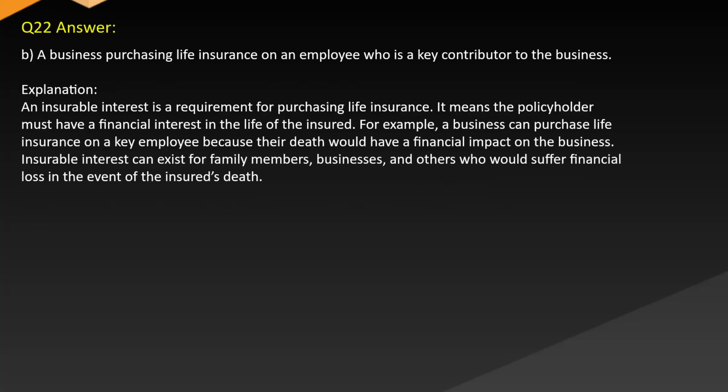Answer: B. A business purchasing life insurance on an employee who is a key contributor to the business. Explanation: an insurable interest is a requirement for purchasing life insurance. It means the policyholder must have a financial interest in the life of the insured. For example, a business can purchase life insurance on a key employee because their death would have a financial impact on the business. Insurable interest can exist for family members, businesses, and others who would suffer financial loss in the event of the insured's death.